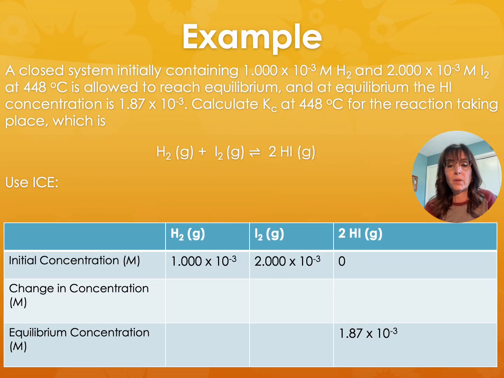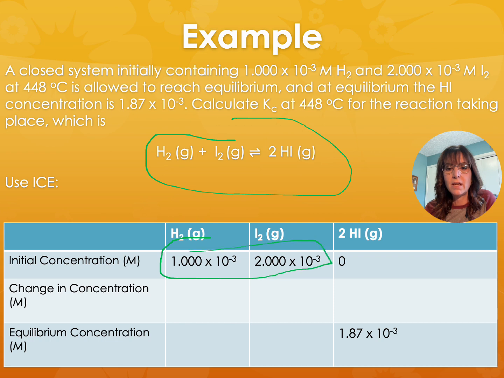Let's take an example and show how the ICE table works. So here is the problem. You're given a couple of things. You're given the equation right there. You're given the initial concentrations of these two things, and we assume that this has not been created yet, so we just say it's 0. And then they give us how much of this we have at equilibrium.